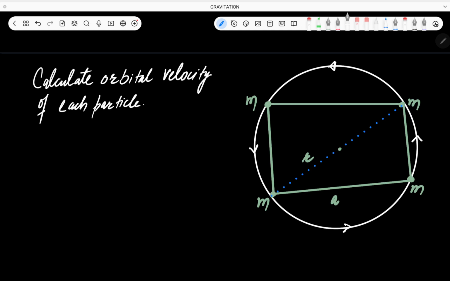Again, the procedure is the same. Calculate net force on one particle. Equate that gravitational force to centripetal force, that is mv square by r. Play with that equation. Try to calculate the value of v. That is how we actually do it.